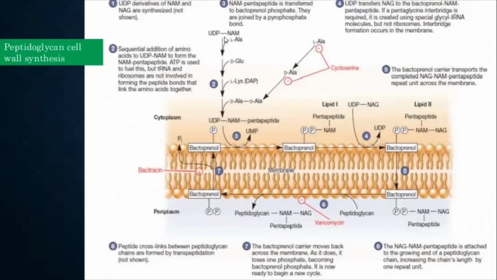Okay, so UDP NAM is done. Then you have got this peptide. So first your alanine came, glutamic acid came, lysine came, and then 2 molecules of D-alanine. Okay, now where is D-alanine coming from? Obviously from your L-alanine, which is getting isomerized to D-alanine. These steps can be inhibited by your cycloserine. Is this part clear, like how UDP NAM pentapeptide is formed?